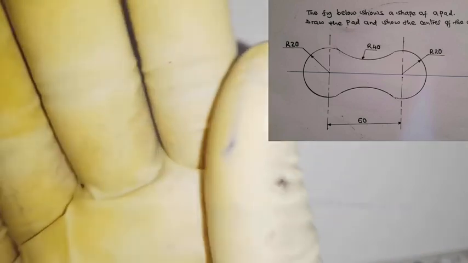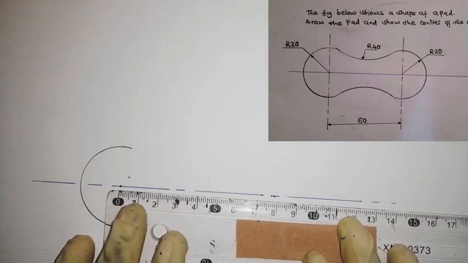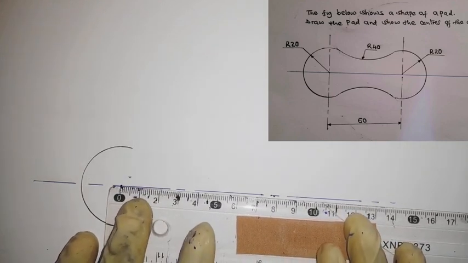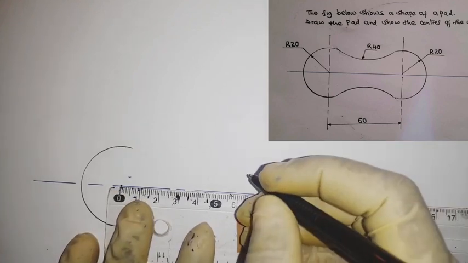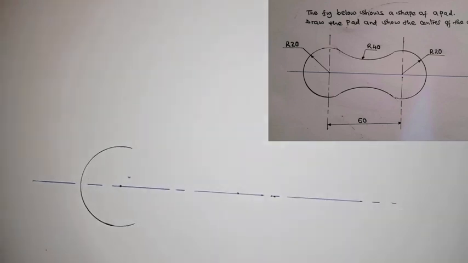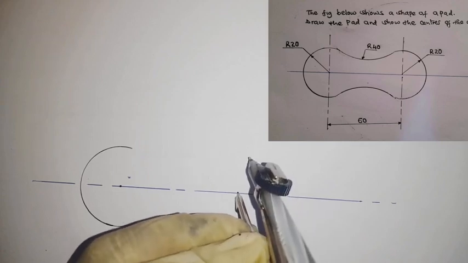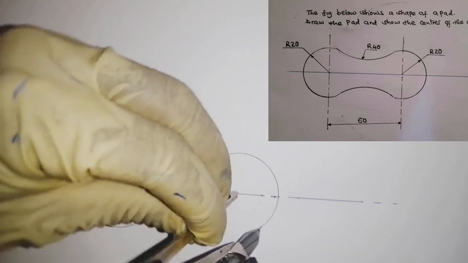Next, we again draw the other semicircle. Now the other semicircle has its center 60 millimeters away from the center of the first semicircle. So we measure 60 from this center point and get our new center point for the second semicircle. It has the same radius, so we come here and just duplicate. Draw another semicircle here.